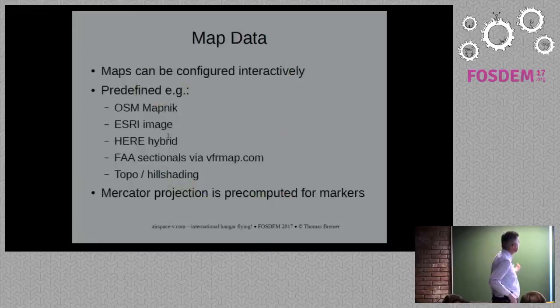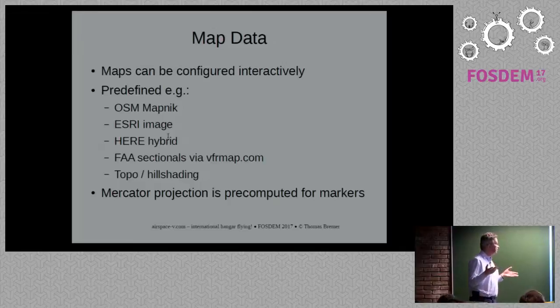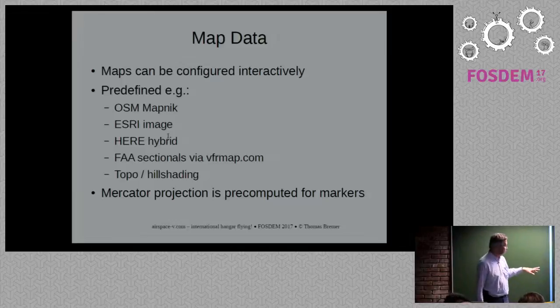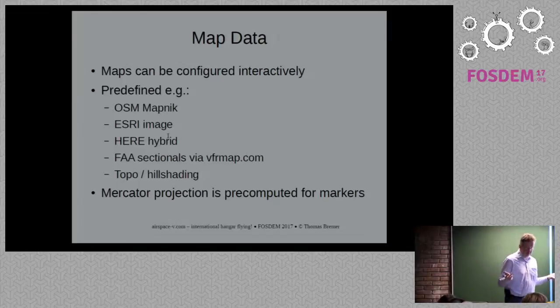As I said, maps can be configured. You can choose the base layer or overlay layers on your own. Some are pre-configured. MapNIC I already told about, then ESRI images to get some satellite images, or the HERE map. Then there's also the FAA, which publishes sectional maps. These are aviation maps for the US. And what's also interesting are topographic maps and hill shading. This is interesting for aviation, not necessarily in Belgium or the Netherlands, but for instance if you fly in Austria or Switzerland, then it can become a real concern.